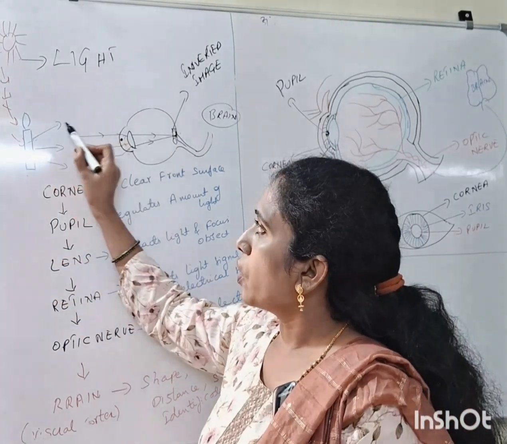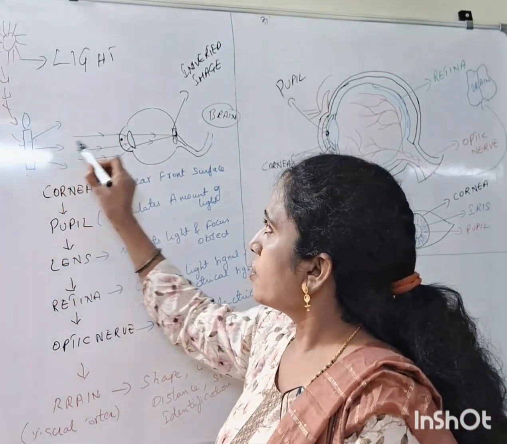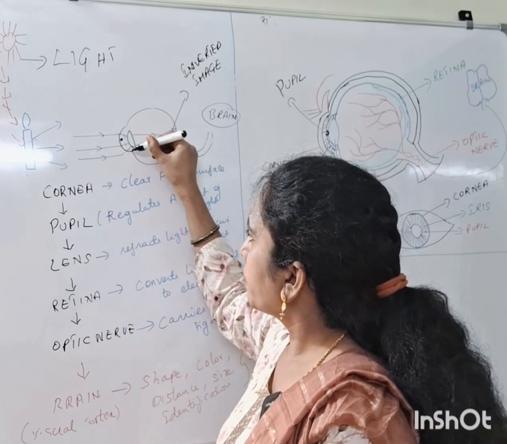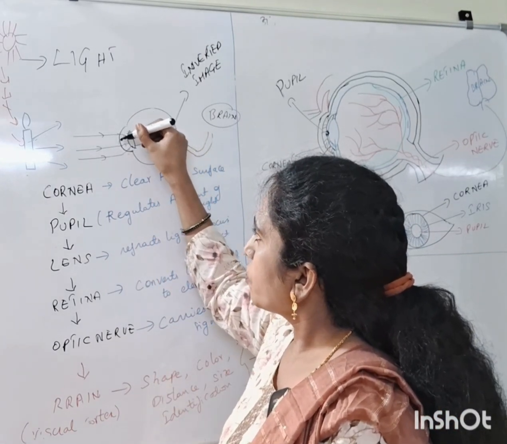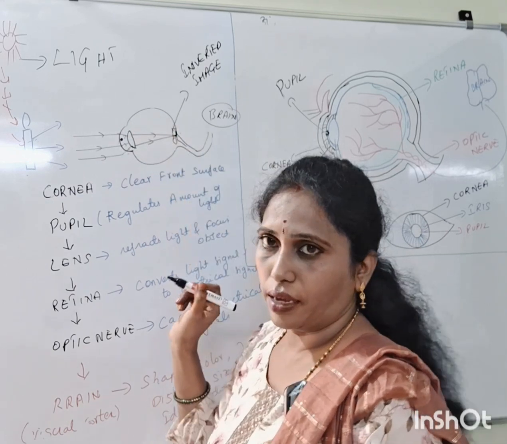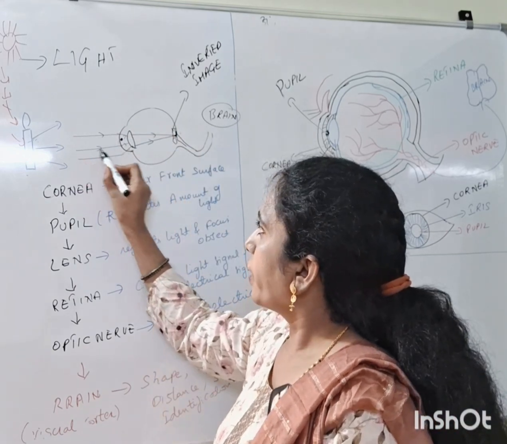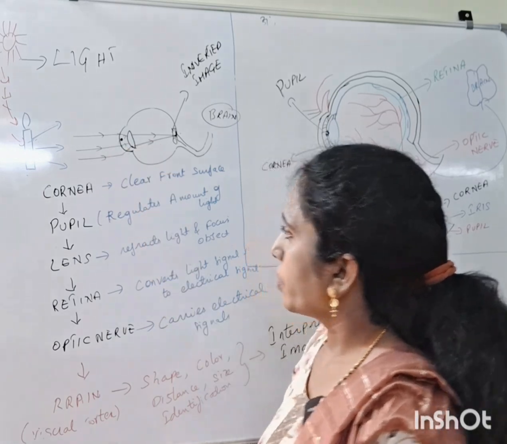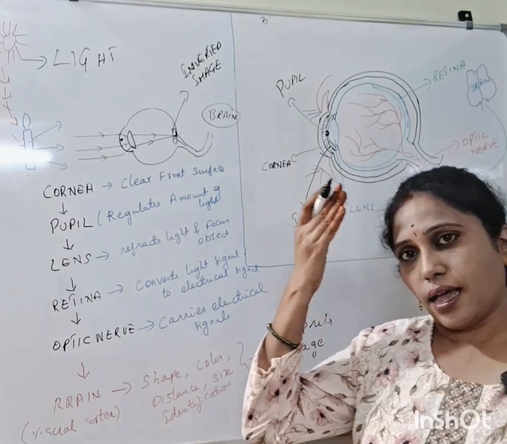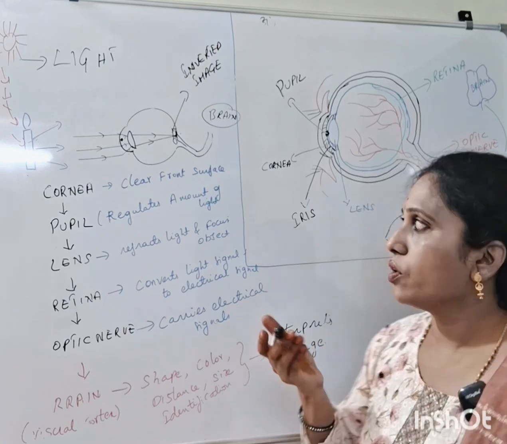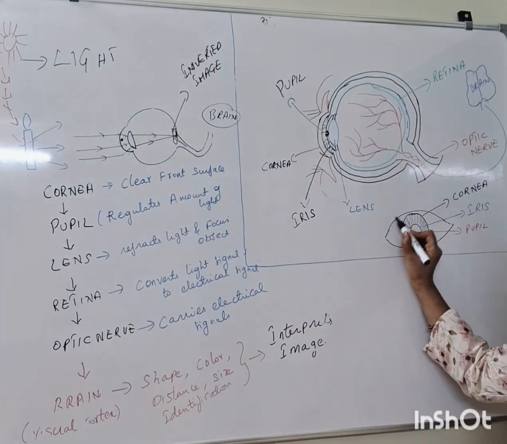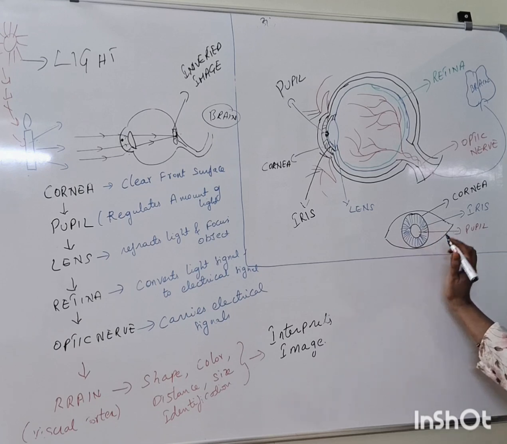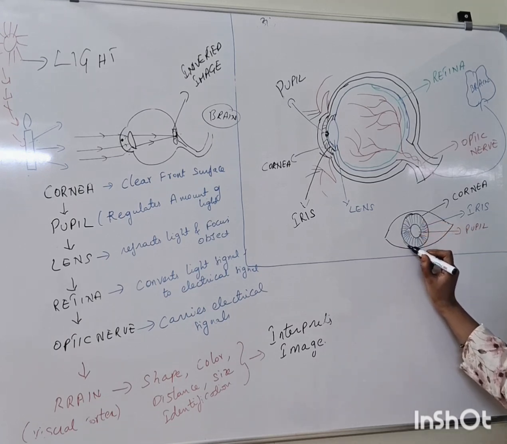So what happens when the object reflects the light rays? First they reach the cornea. The cornea is the most anterior part of the eye. This is the place where the light rays first hit. So what is the cornea? The cornea is the anterior-most part of the eye. For example, if you look at anyone's eye, what do you normally observe? The white part and the black part, right? The black part you are seeing is nothing but the cornea.